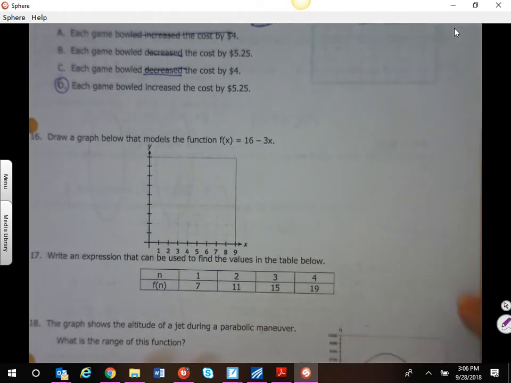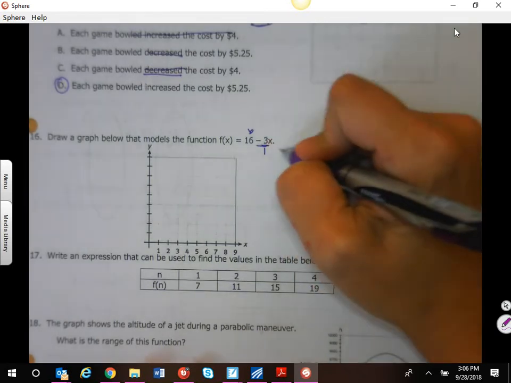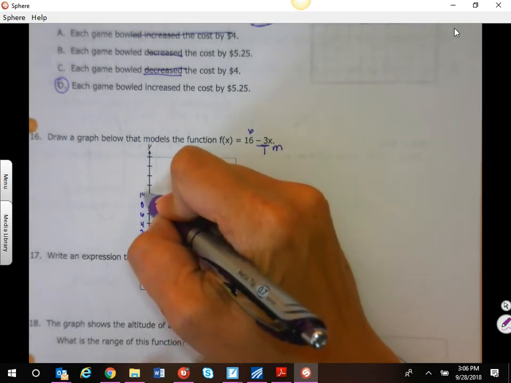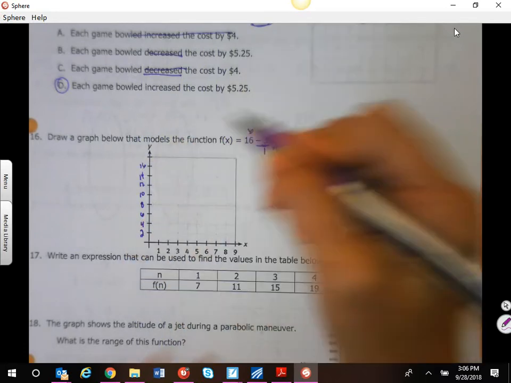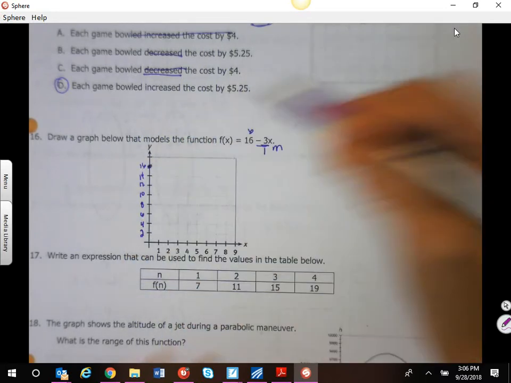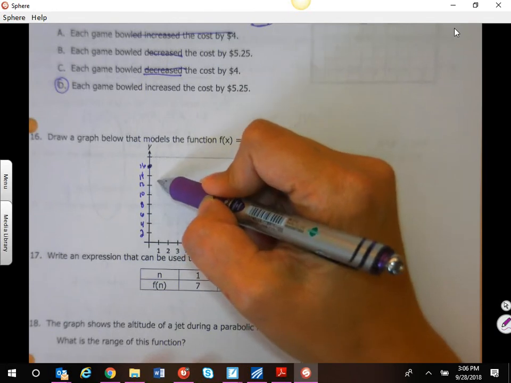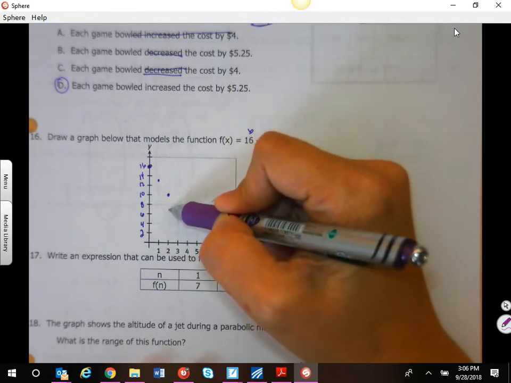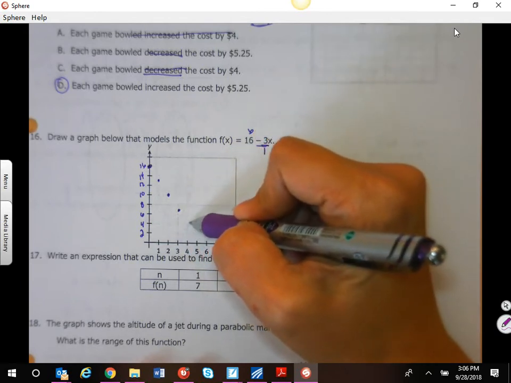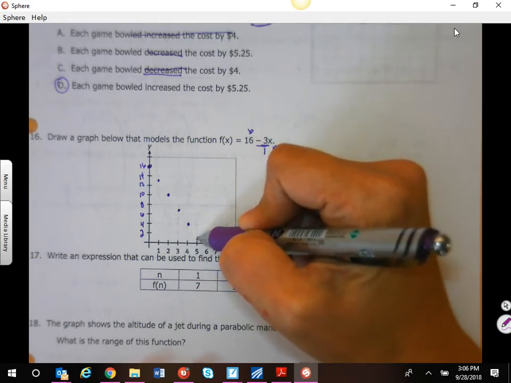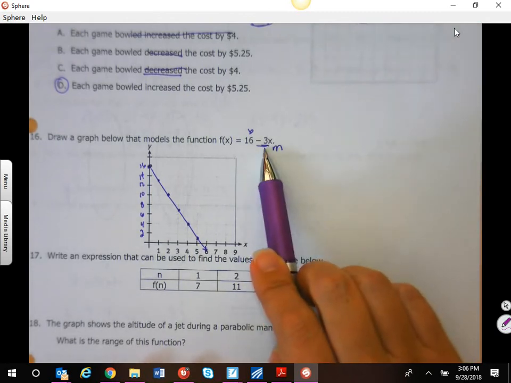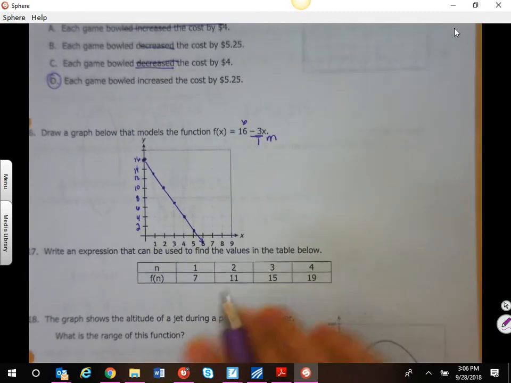Graph the function. You can make a table here, or you can simply remember that this is my y-intercept, and this is my slope. If I do my scale by 2s, I can see that I'm going to start here. I can count down 3 and over 1 in order to create my linear function. You could also put this into the calculator and look at your table of values if that would help you graph as well, or create your own table of values.